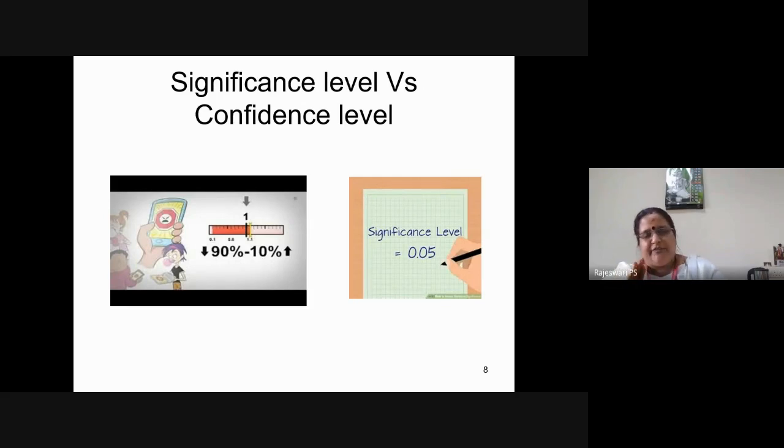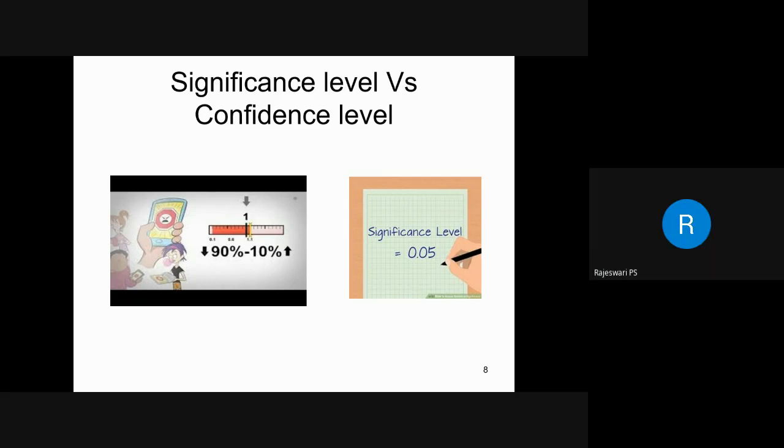So significance means error value. Your error value should be below 0.05 or 5%. You remember this. The other one is the vice versa, which is the confidence level. Are you clear?